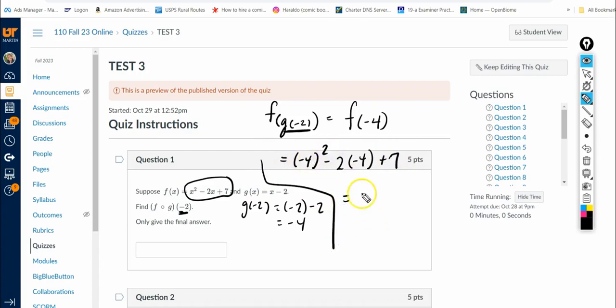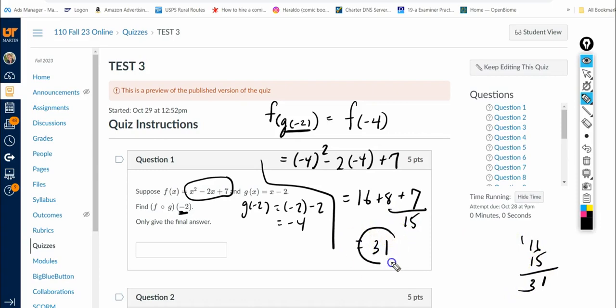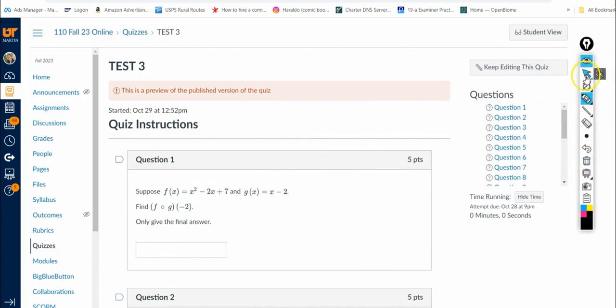So -4 all squared is 16, then plus 8 plus 7 is going to be equal to, that's going to be 15, and I'll have 31. I should have 31. Now we put a 31 in there, if I didn't make a mistake.